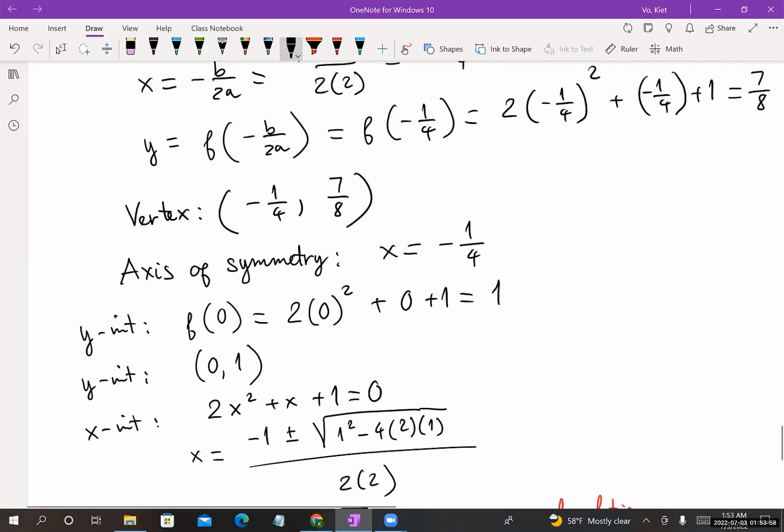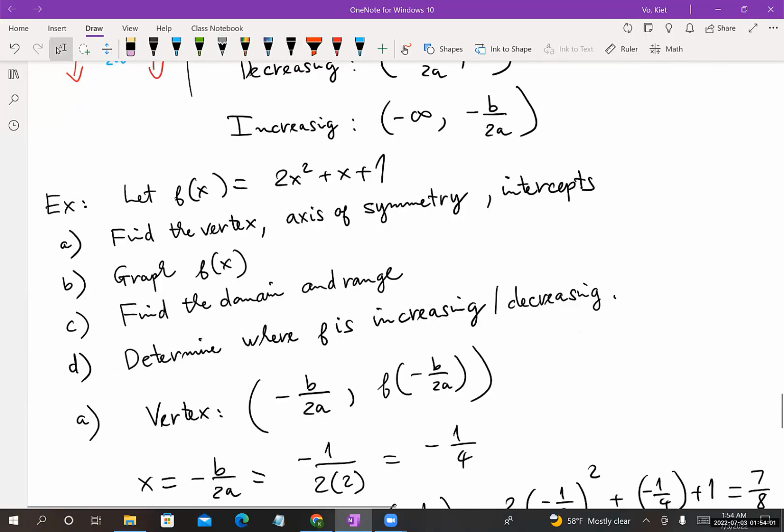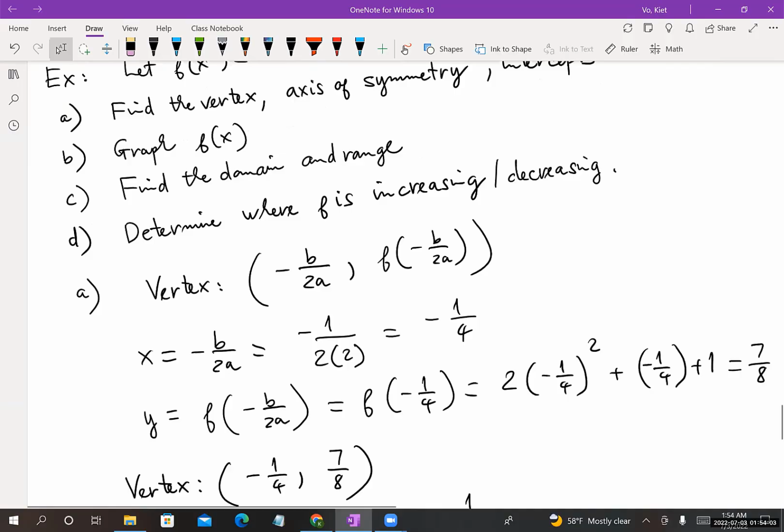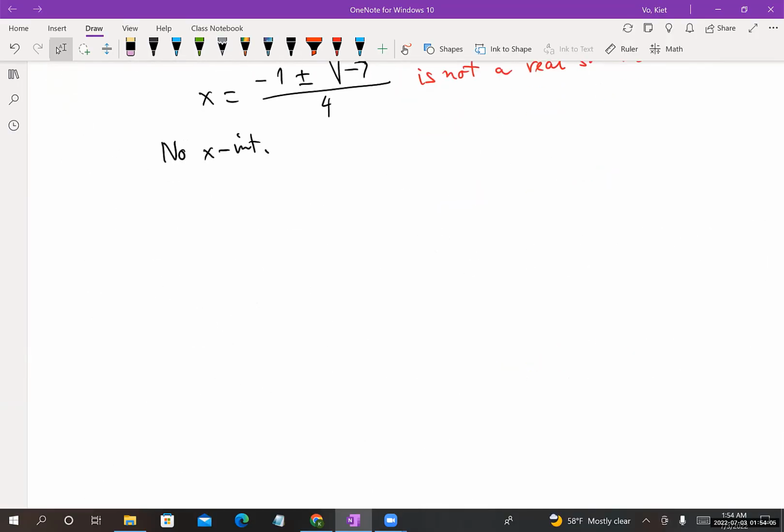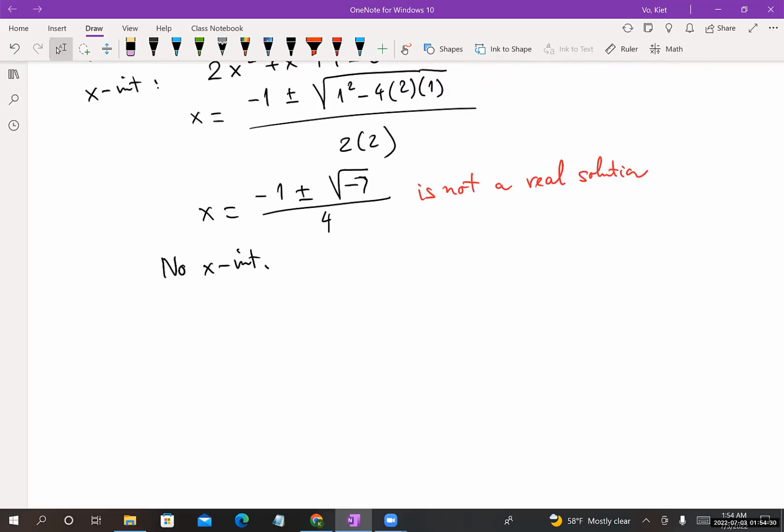Okay, so that takes care of part A. Now for part B, we want to graph f of x. So far we only have the vertex, and we also have the y-intercept. So let's try to locate these.